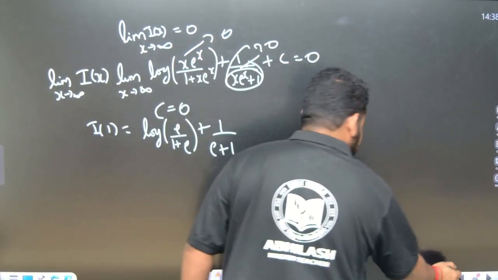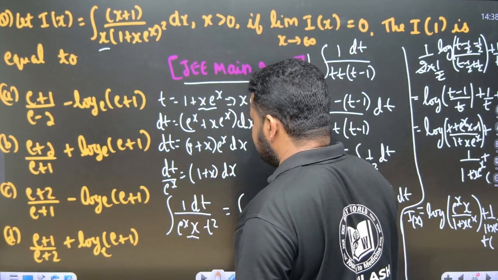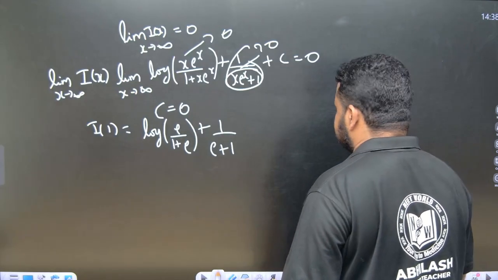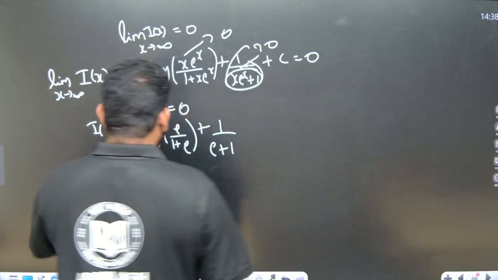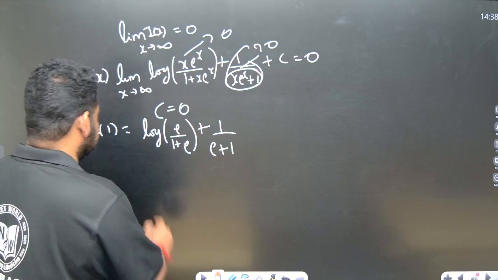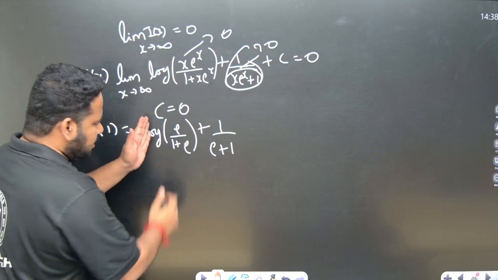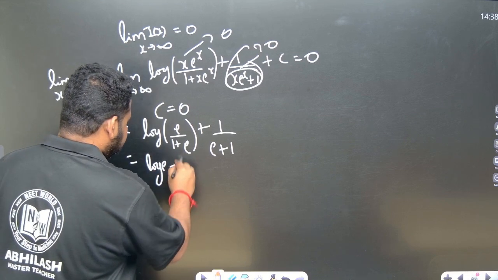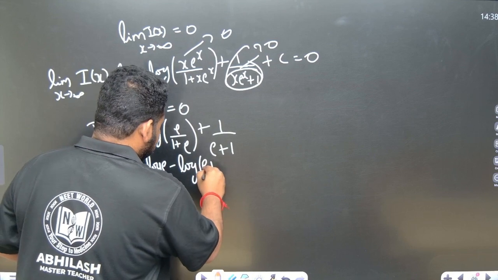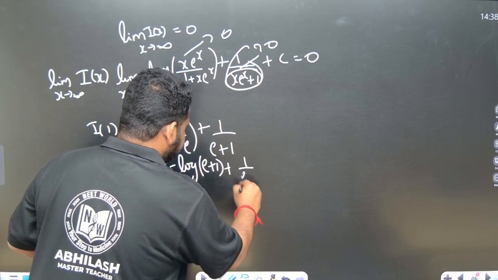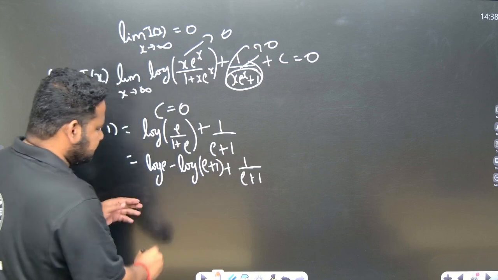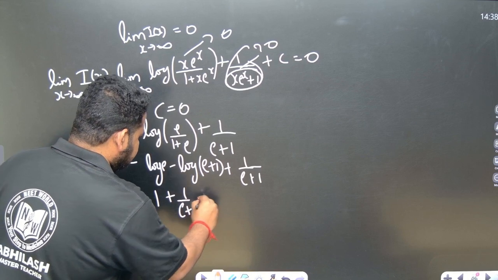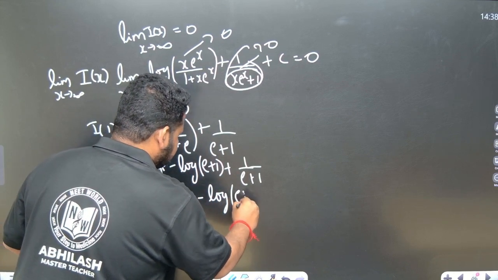Let us look at the options. This is what we get, log of e by e plus 1, plus 1 by e plus 1. Now, if I separate this, log of a by b is written as log of a minus log of b. So this will be log e minus log of e plus 1, plus 1 by e plus 1. Now log of e to the base e is nothing but equal to 1. This value will be equal to 1, plus 1 by e plus 1, minus log of e plus 1.